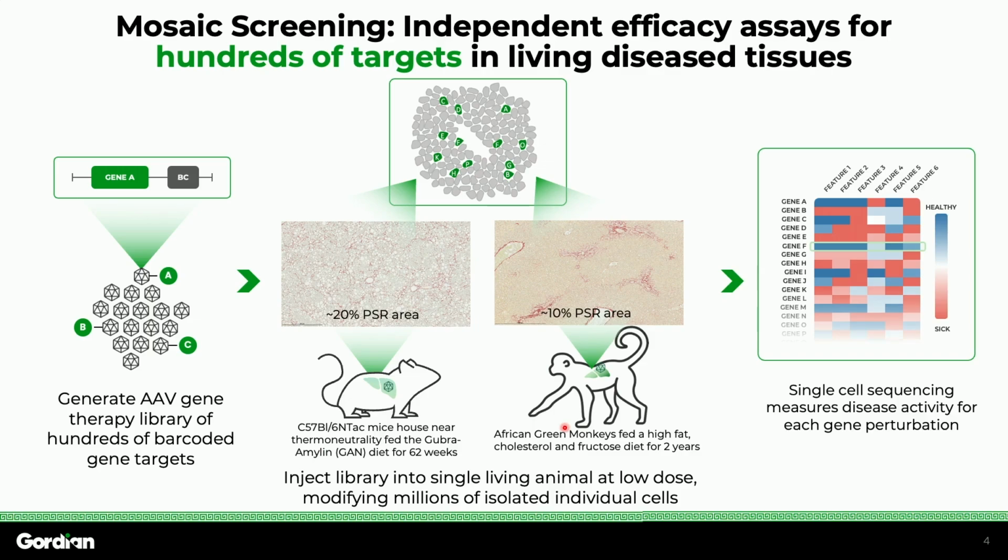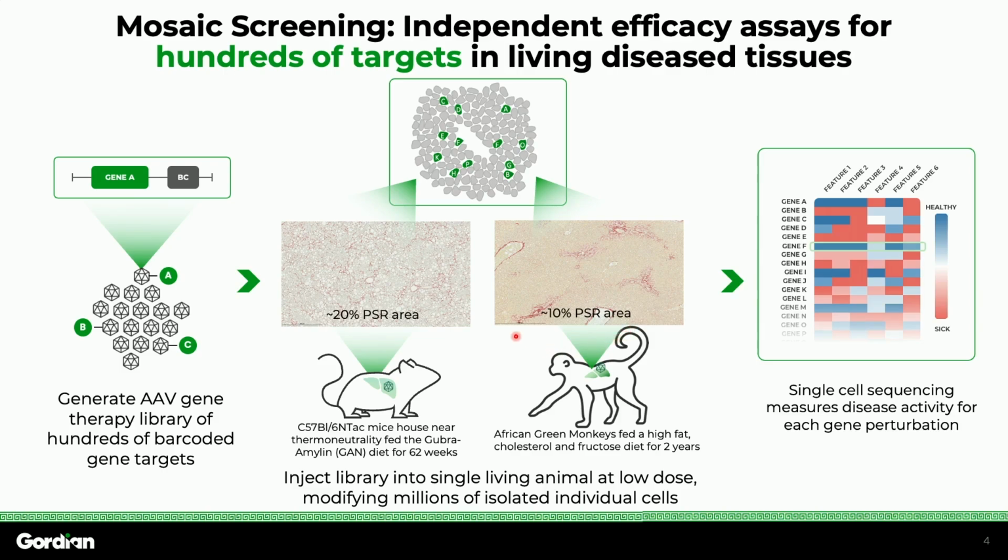We also have a colony of African green monkeys done in collaboration with Wake Forest University. These monkeys were fed a high-fat, high-cholesterol, and fructose diet for 2 years. This is not a typo. And they developed portal fibrosis, which the data suggests is more predictive of outcomes.